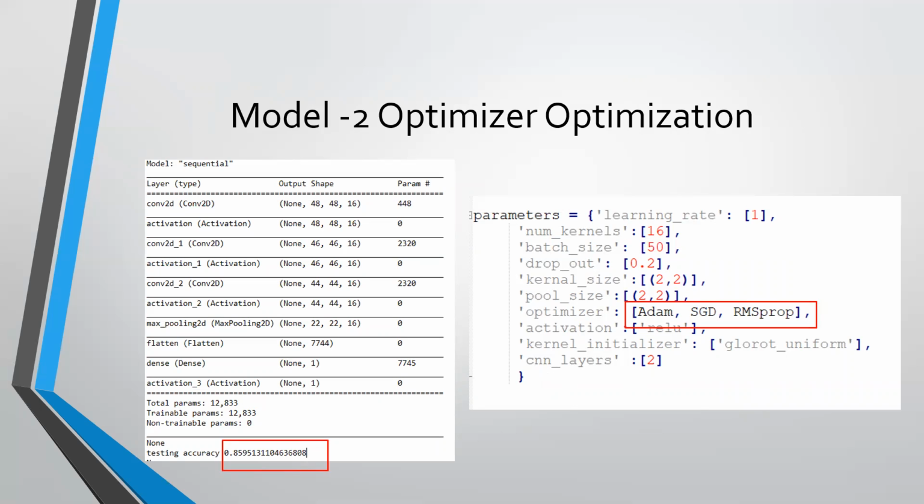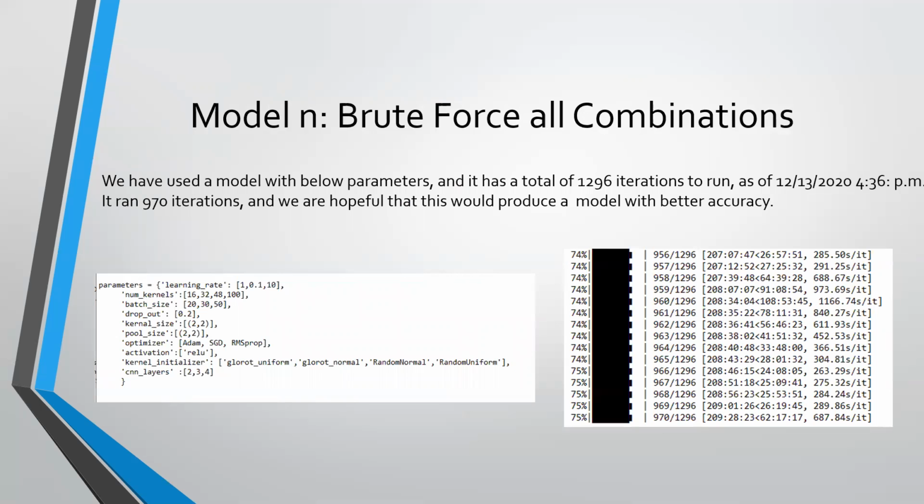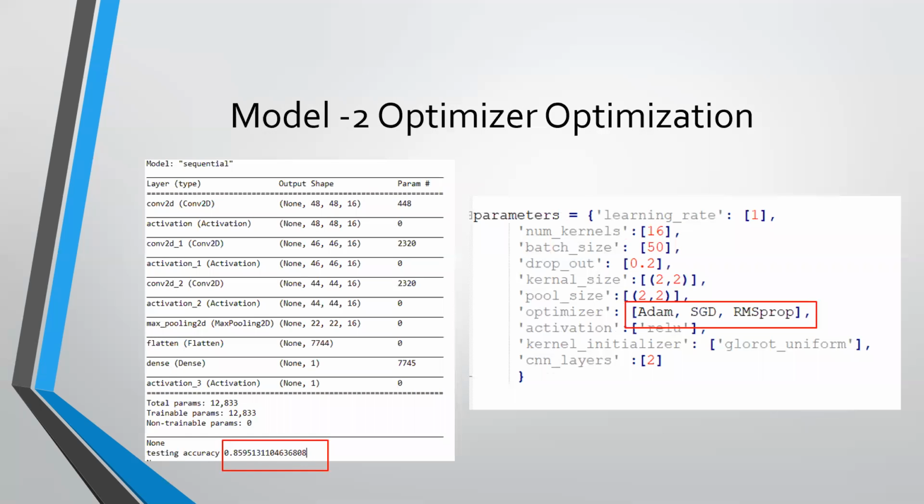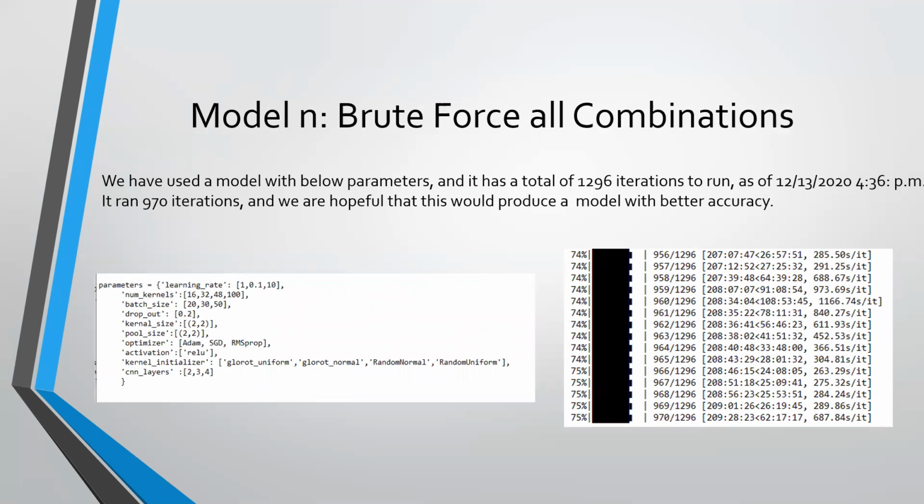So we further optimized the model. We have tried to optimize the optimizer, which we gave the range values of Adam, SGD, and RMSprop. What we found out was with the optimizer, there is no further improvement, but the best model selected had Adam selected as the best optimizer. So these are just three models out of a total of 13 to 14 Talos hyperparameter optimizations that we ran in the cluster.